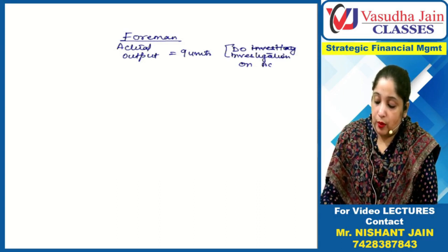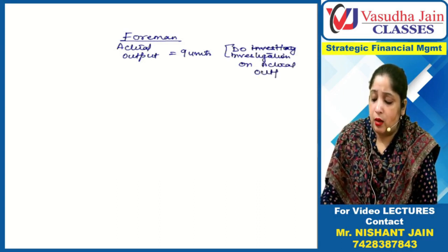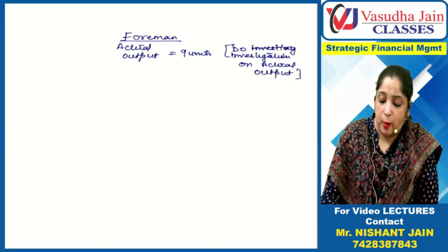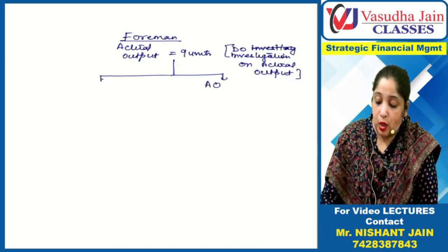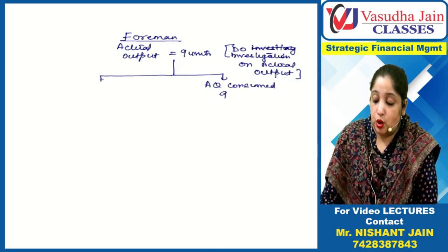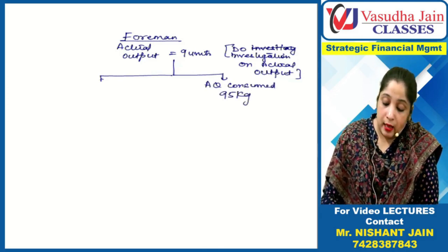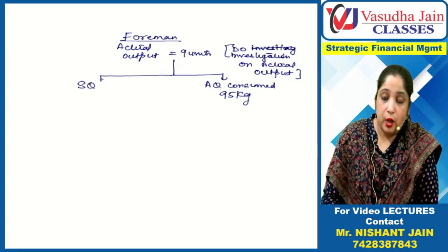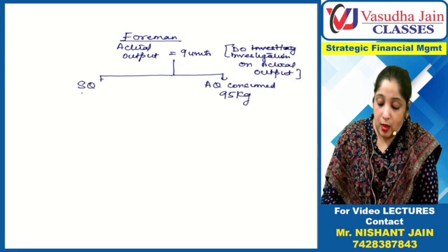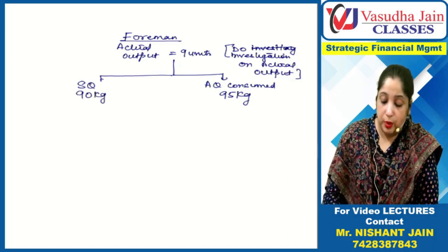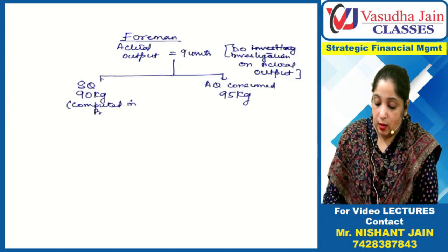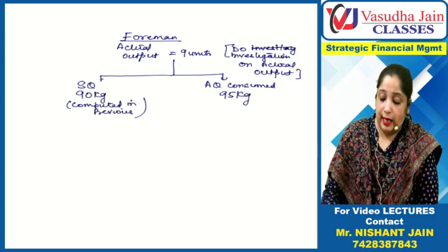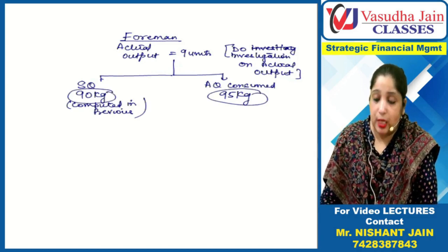on actual output, whatever has been produced. Whatever you have planned, forget about that. What you have produced is 9 units. Now check on 9 units what is the actual quantity of raw material used or consumed. Actual quantity of raw material consumed was 95 kg, and the standard quantity of raw material that should have been used was only 90 kg, which you computed in the previous page. Now you have to investigate that 90 kg was supposed to be used, you used 95 kg. Why?